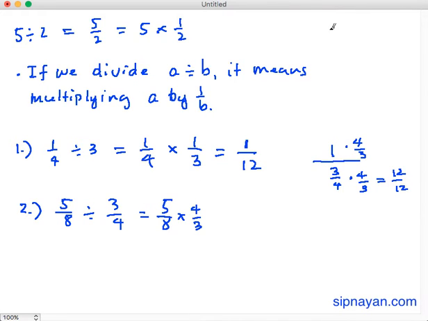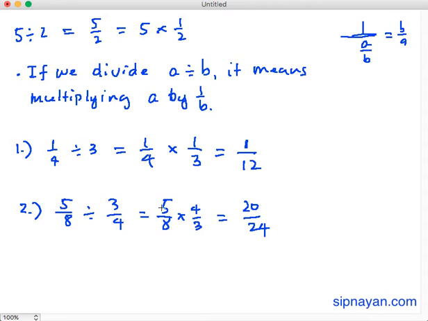And in fact, in general, ang 1 over A over B, the reciprocal of A over B is actually B over A. So, babaliktarin mo lang talaga. So, magiging 5 times 4 is 20. Tapos, 8 times 3 is 24.